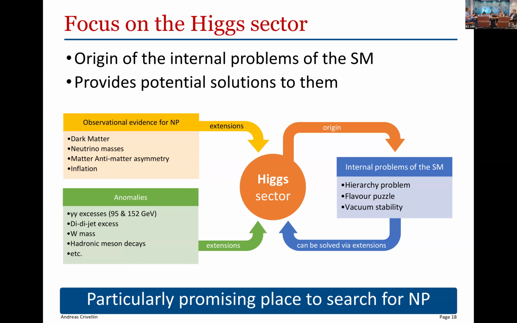And vacuum stability just means we don't know if the Standard Model vacuum is stable. So the Mexican hat potential, we don't know if this is stable up to all energies. So it could be that the vacuum is decaying. Exactly.